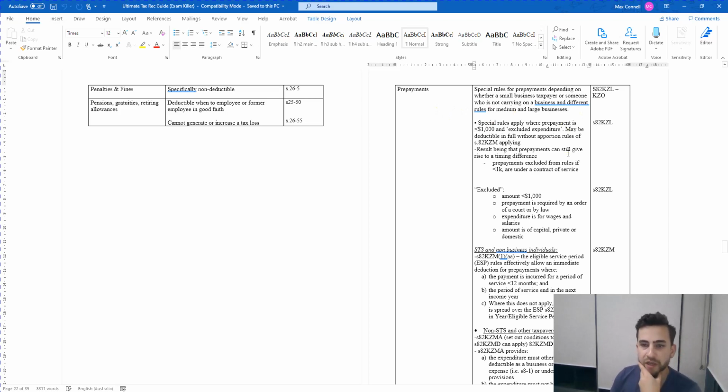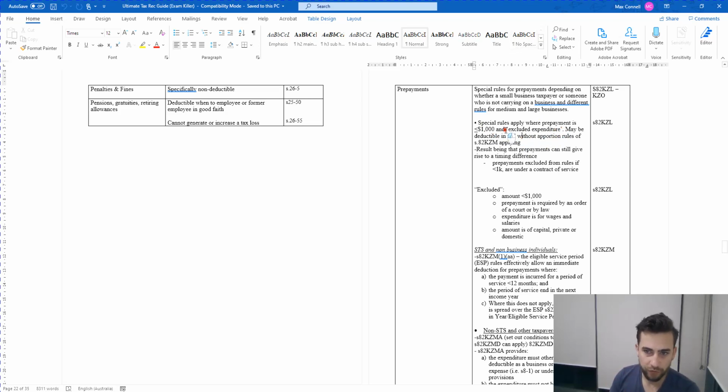So basically, if a prepayment is in one of these categories, less than $1,000 or excluded expenditure, it may be deductible in full. If it's not in those two categories, you actually just have to apportion it. You can't just deduct it in full, you have to apportion it over a series of years. So the question is, how do we treat this prepaid salary? Is it a full deduction?